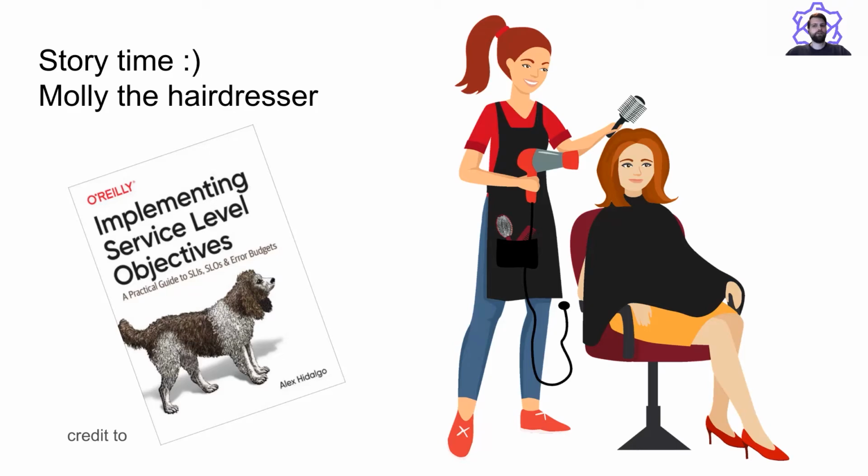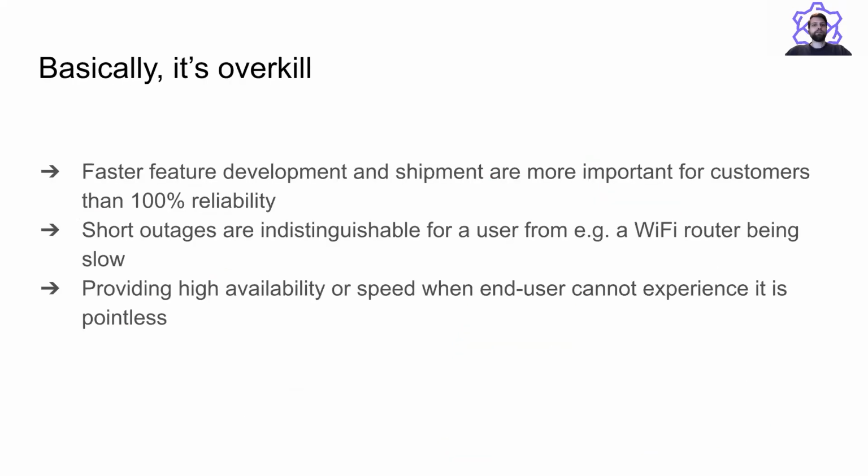When she gained experience, she realized that trying to be perfect didn't really do much for anyone involved. It was more stressful for her. It was more time-consuming for everyone, and it didn't actually improve anyone's life. She discovered that customers were happier with the shorter time the haircut took, and they didn't notice slight inaccuracies. They had only praises for her. How can we translate this story into the software world in one sentence? Just be good enough. Wanting 100% reliability is pointless. Faster feature shipment is far more important for customers than 100% reliability.